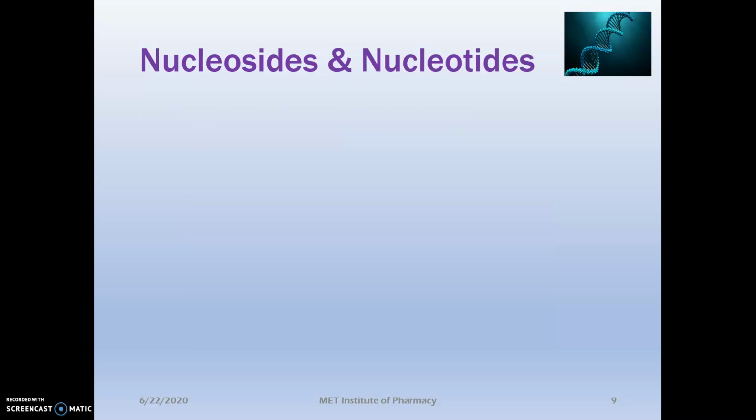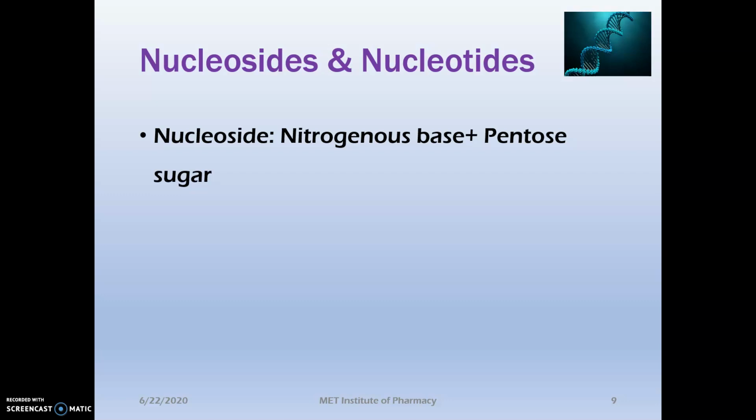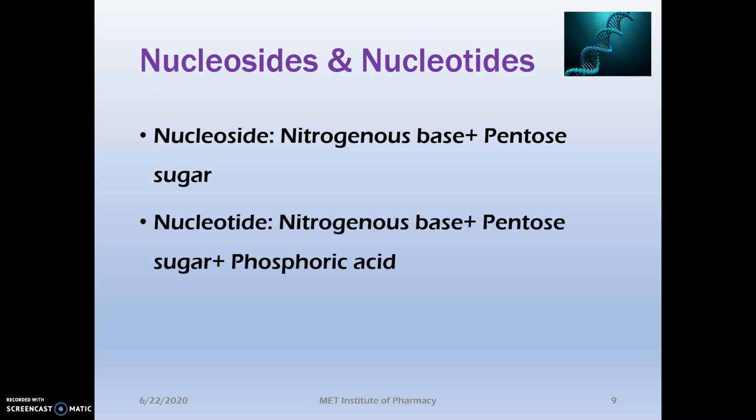Nucleosides and nucleotides. Before we go into the types of nucleic acid, we have to see these 2 terms, nucleosides and nucleotides. Nucleosides are basically made up of nitrogenous base and pentose sugar, whereas nucleotides are made up of nitrogenous base, pentose sugar and phosphoric acid.